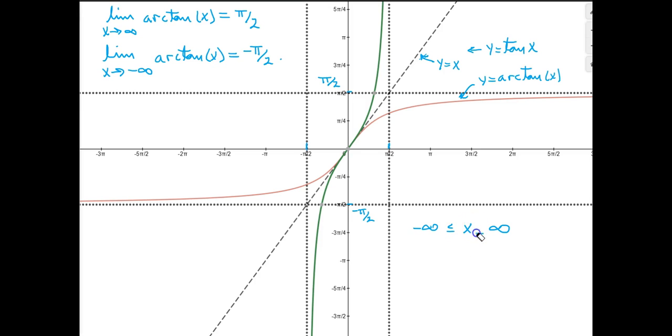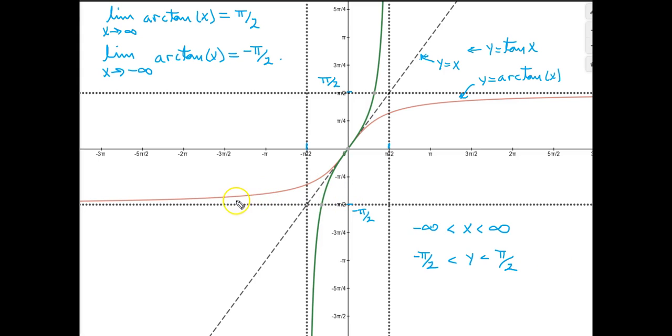Like that. That's our domain for the arctangent. Notice how it's defined from negative to positive infinity. And that's because the range of the original tangent function was from negative infinity to positive infinity. And then our range for the arctangent is from negative pi over 2 to positive pi over 2.